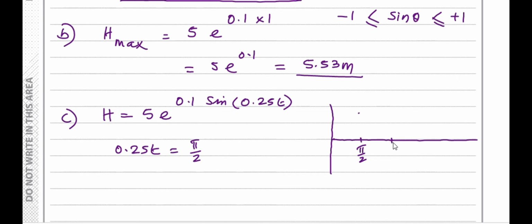Then next time this is going to be pi, it's going to become 0. This is 3 pi over 2. Okay, it will be negative here, and then here it's 2 pi, it will be 0 again, and then once again it will come up when it is 2 pi plus pi over 2, which is 5 pi over 2.